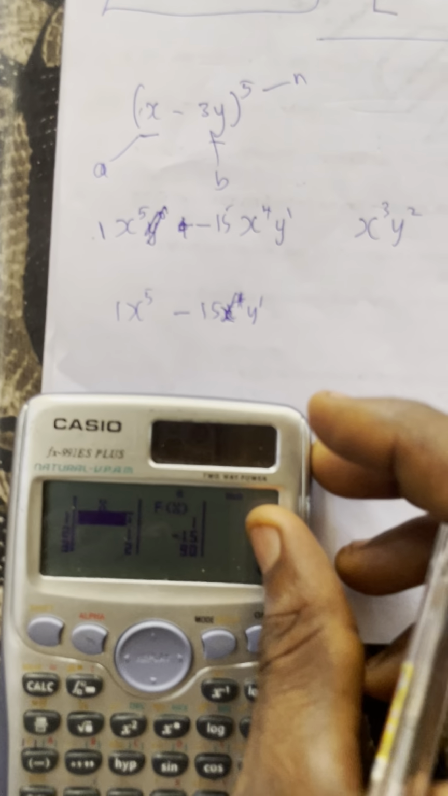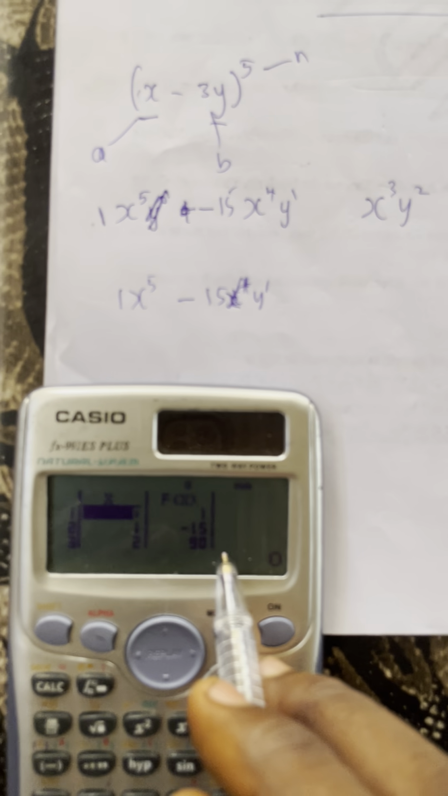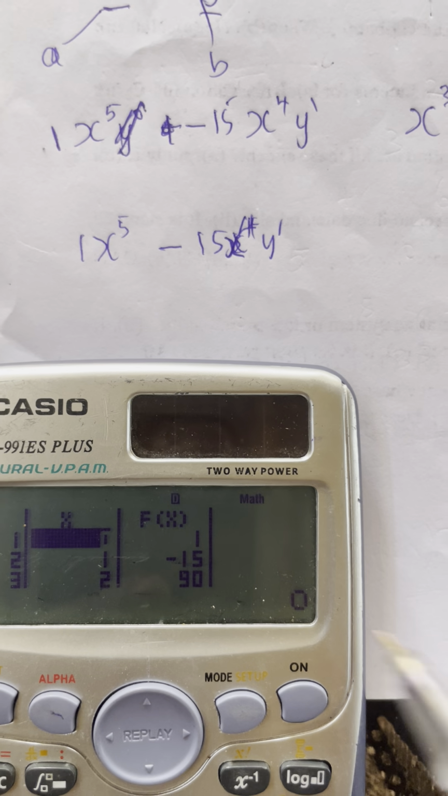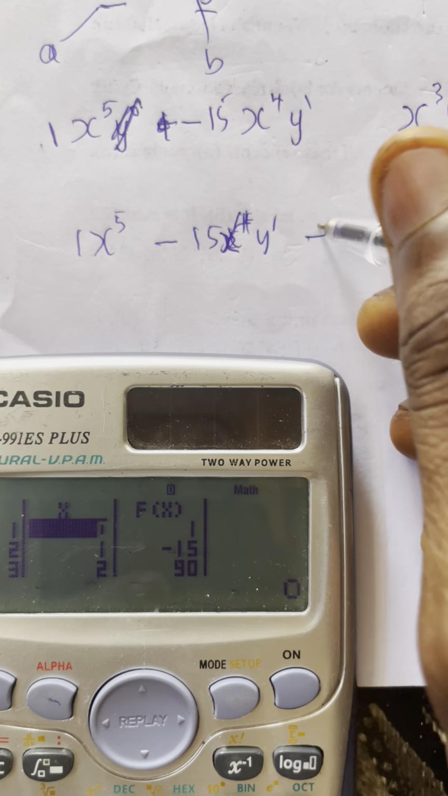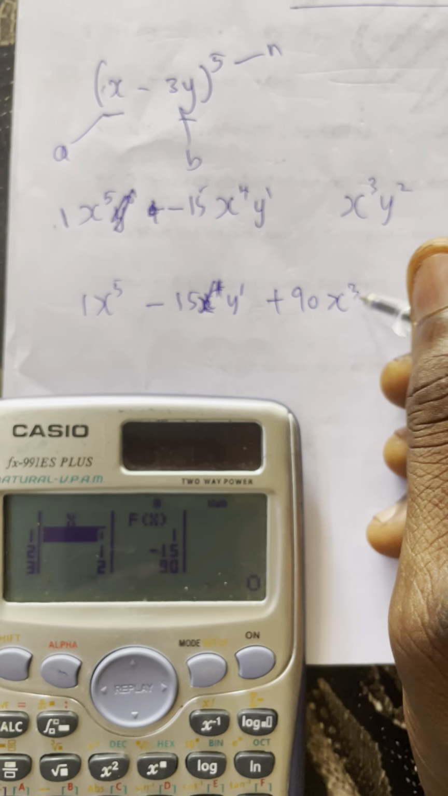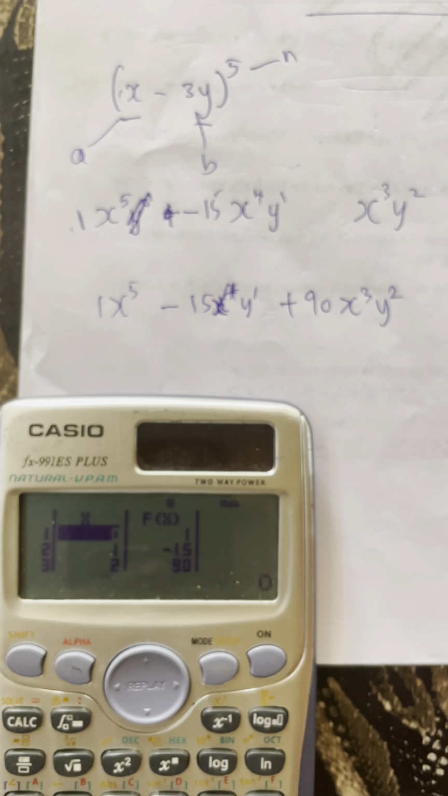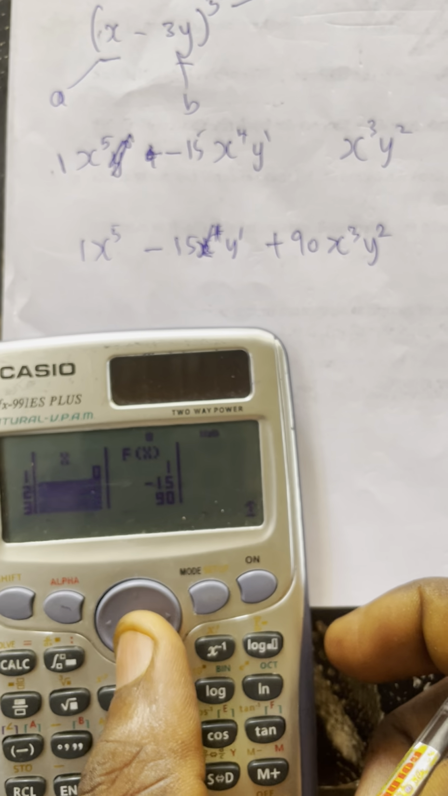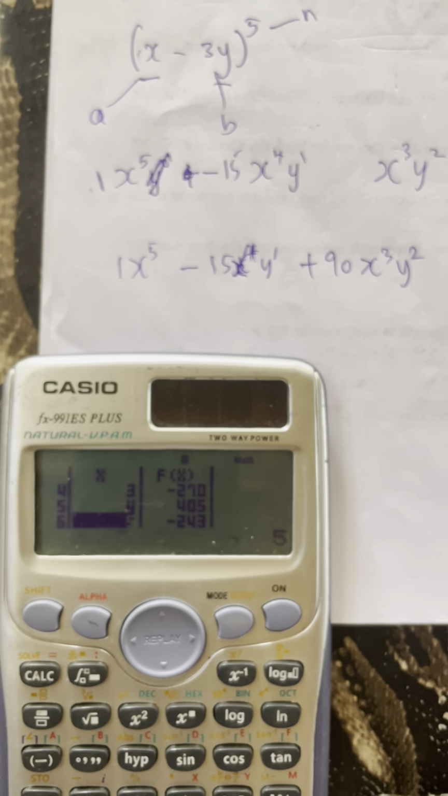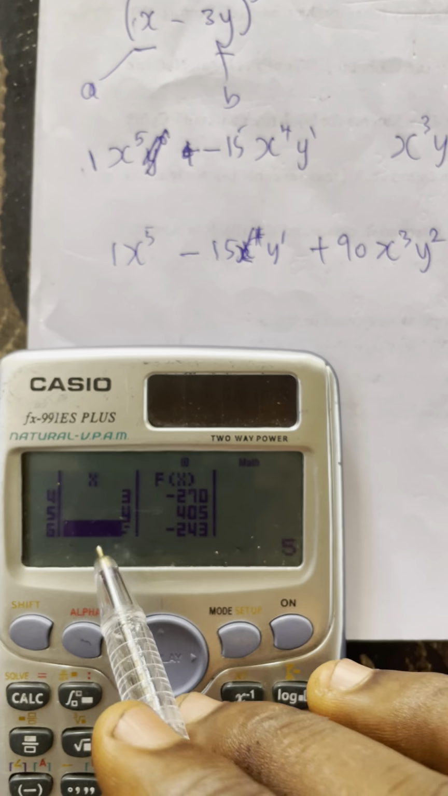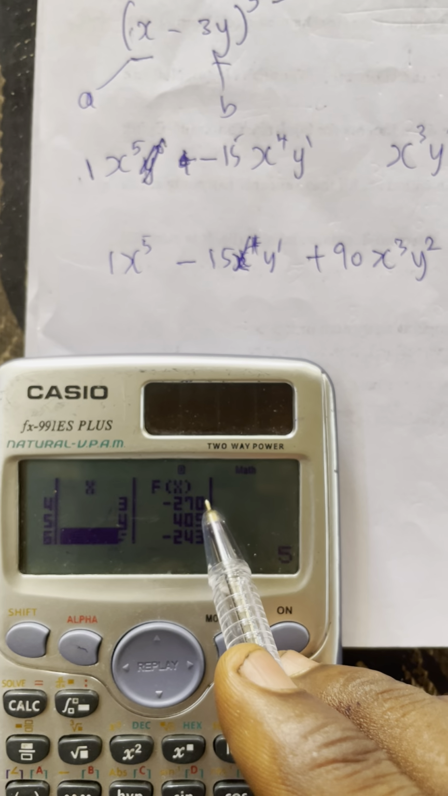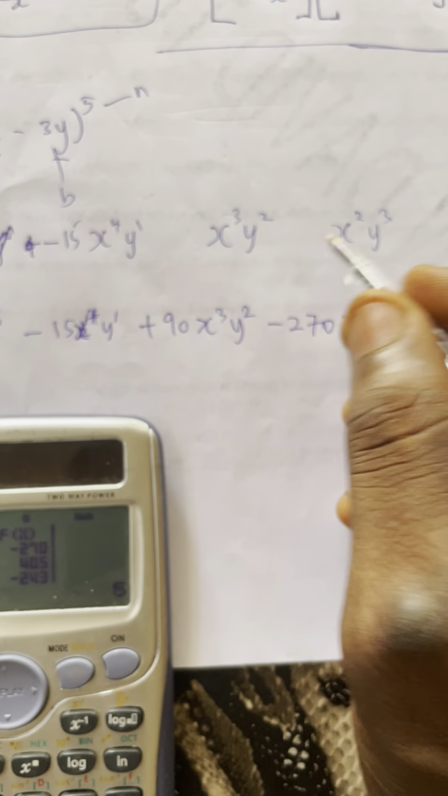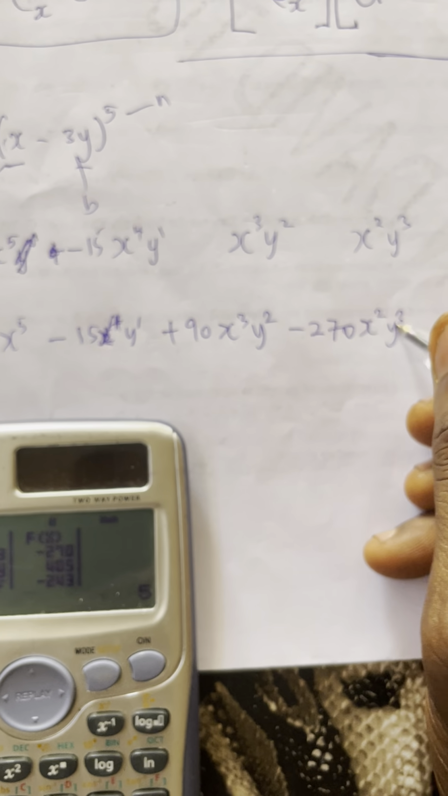Then let's see the next one. When you have it to be 2, what's the value? You have it to be 90. So this place you have it to be plus 90, then x raised to power 3, y raised to power 2. Then let's scroll down. When it is 3, we have the value to be what? Minus 270. Then what do you have here? That's x raised to power 2, y raised to power 3.